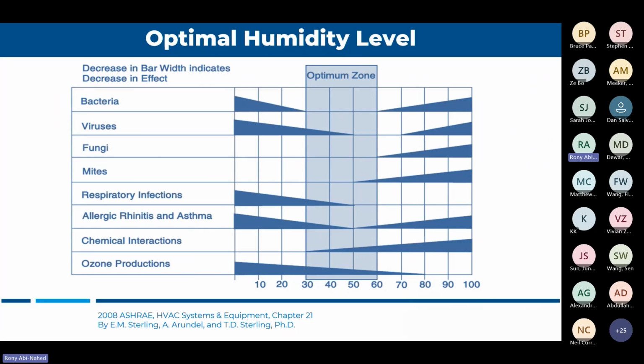For years, everyone was talking about the optimum zone of humidification between 30 and 60. If you have less than 30, you can have different types of bacteria, viruses, or infections. And if you have more than 60, you will have different types of problems like mites, fungi, and others.